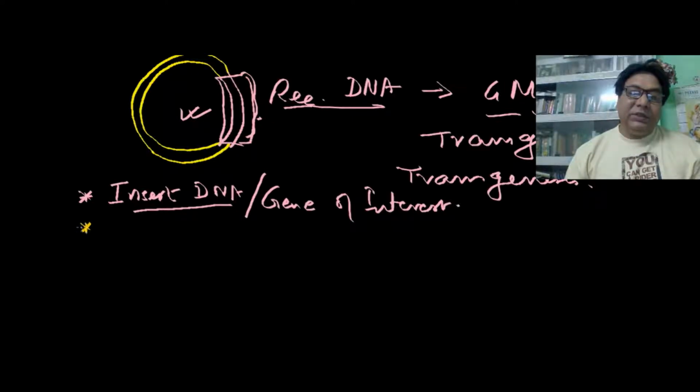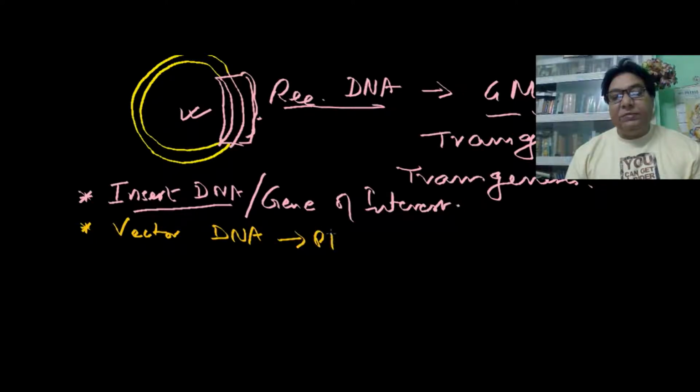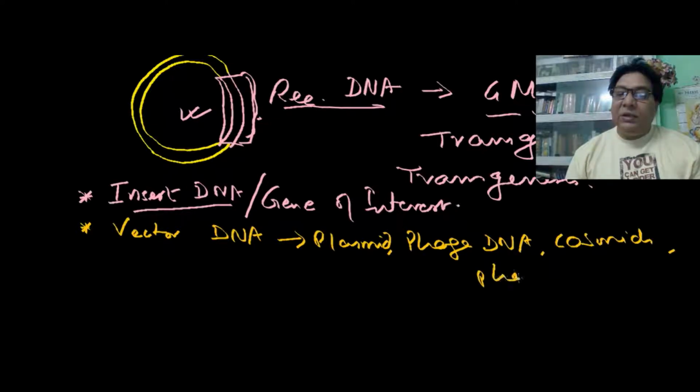Then the next thing, you have to select a vector DNA. Vector DNA is a vehicle. It is usually a plasmid or a phage DNA, or it may be a combination of the two like cosmids, plasmids, and many more types of vectors have been designed nowadays.